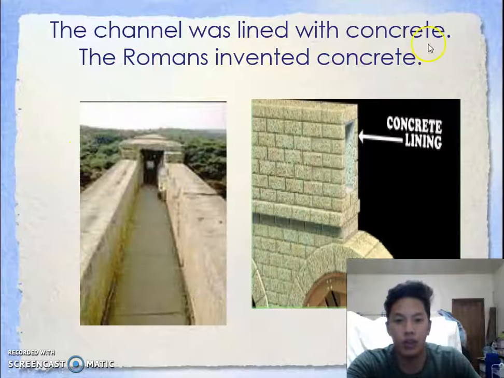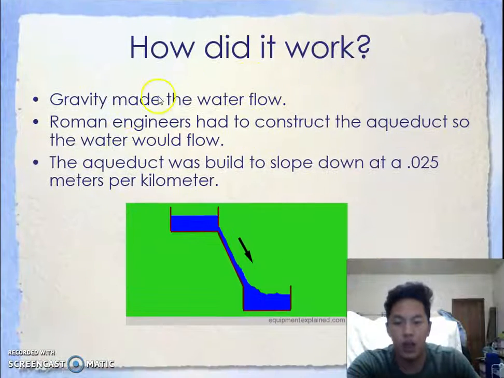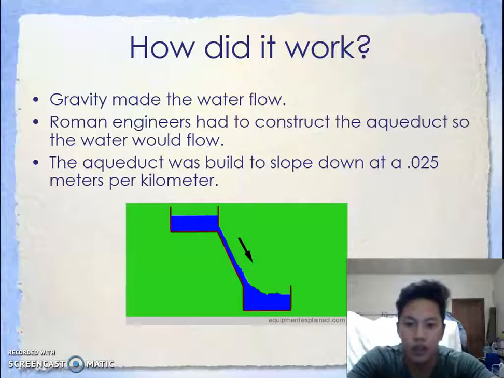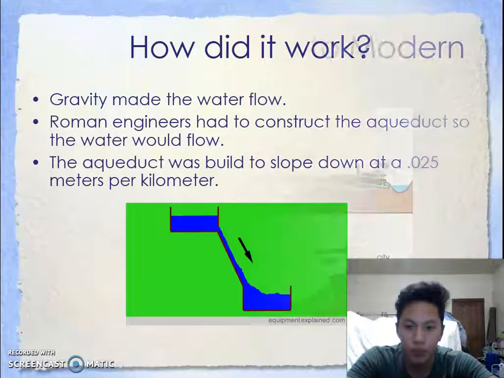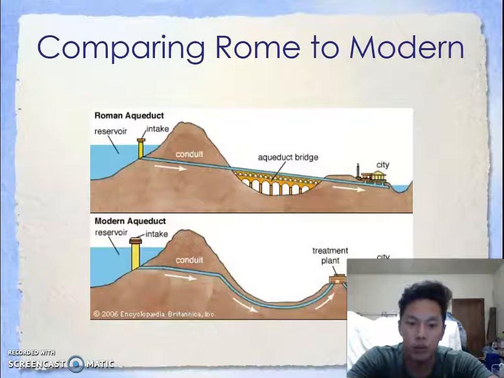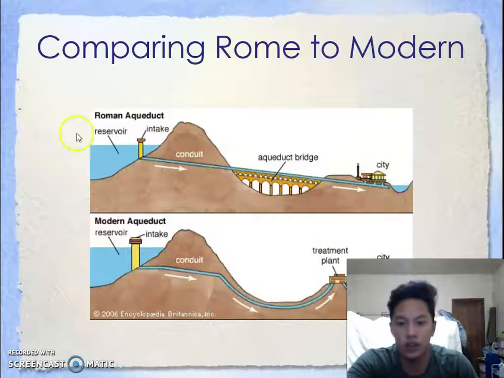The channel was lined with concrete. The Romans invented concrete. This is an example of the concrete. How did it work? Gravity made the water flow. Roman engineers had to construct the aqueduct so the water would flow. Comparing Rome to modern, you can see this aqueduct bridge.